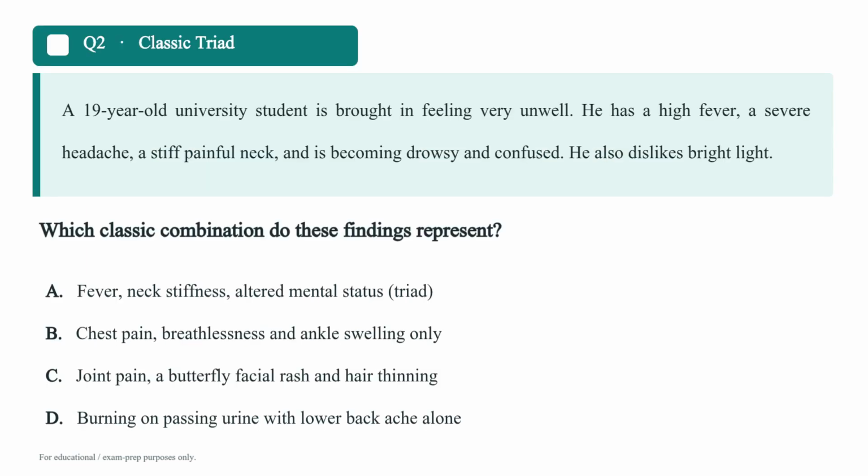Question 2. A 19-year-old university student is brought in very unwell with a high fever, a severe headache, a stiff, painful neck, and growing drowsiness and confusion. He also dislikes bright light. Which classic combination do these findings represent? Option A. Fever, neck stiffness, and altered mental status, the triad. Option B. Chest pain, breathlessness, and ankle swelling only. Option C. Joint pain, a butterfly facial rash, and hair thinning. Option D. Burning on passing urine with lower back ache alone. Pause here and choose your answer.